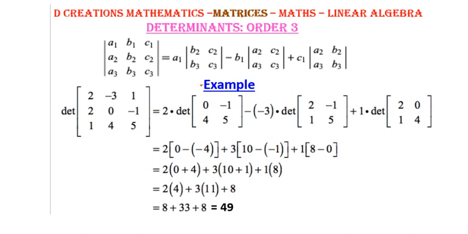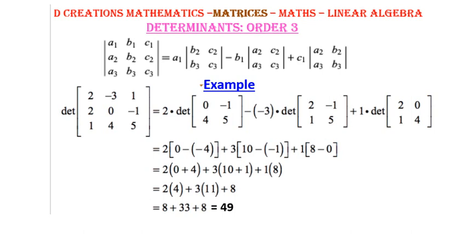Next, minus, this sign, B1. What is B1 here? Minus 3 into determinant of A2 C2 A3 C3, which is 2 2 minus 1 5, plus what is C1? C1 is 1 into determinant of 2 0 1 4, which are A2 B2 A3 B3. And now just evaluate it.